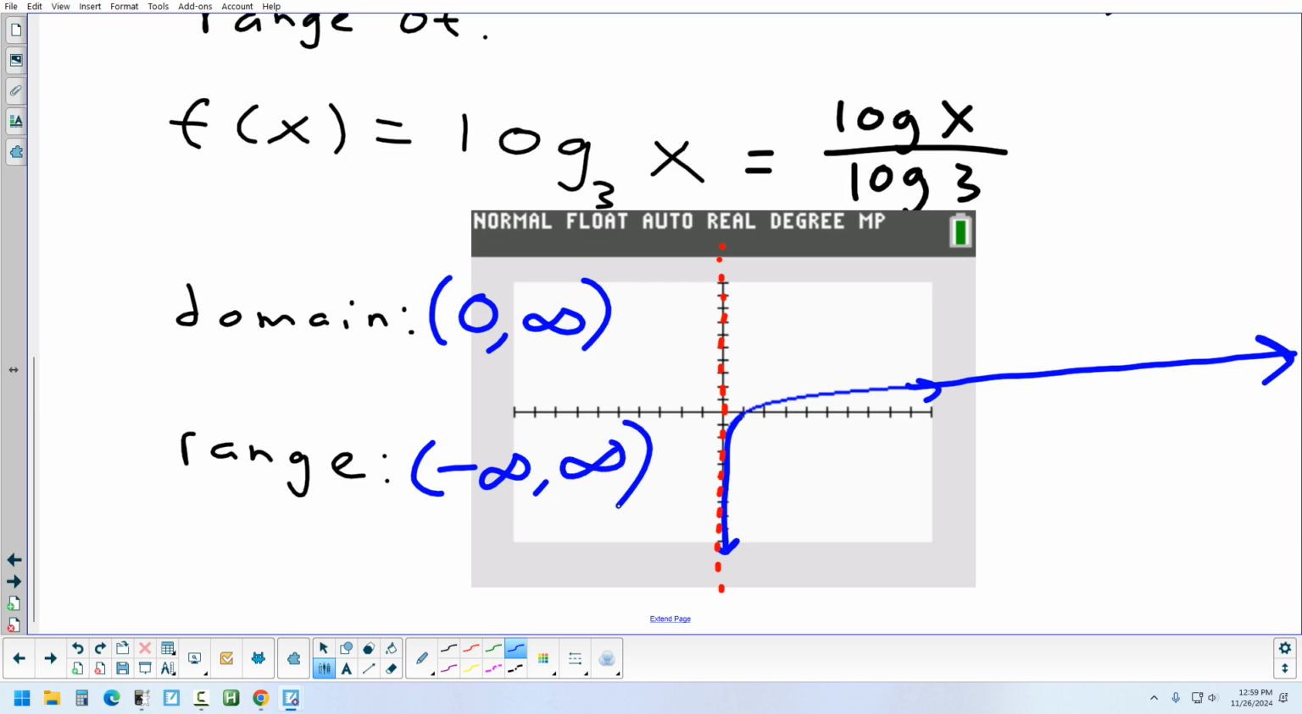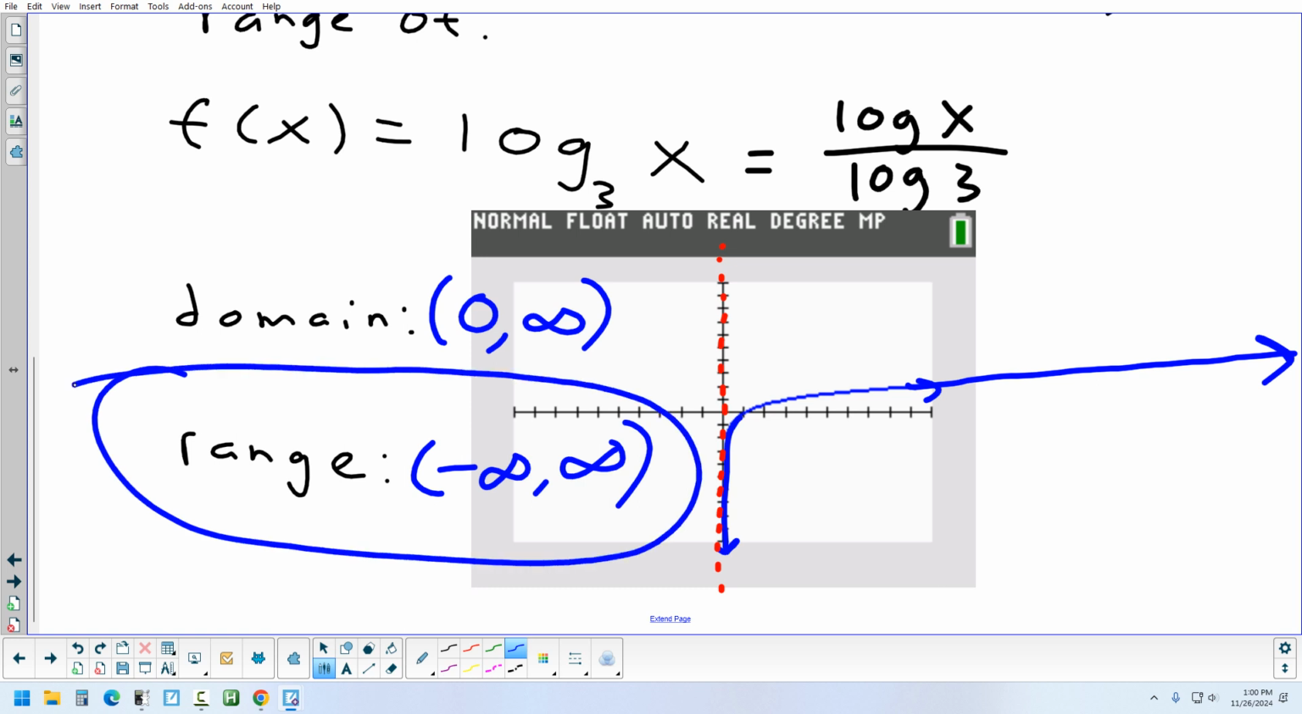Wait, but I thought there was like an asymptote. There is. There's a vertical asymptote at that red dotted line, but not a horizontal asymptote. If there was a horizontal asymptote, then it wouldn't keep going up, it would have to level off. But this one doesn't. So for log functions, do they ever have a horizontal asymptote? No. That's the range for every single log function that we study. It's always negative infinity to infinity. So we're just going to have to find the domain.